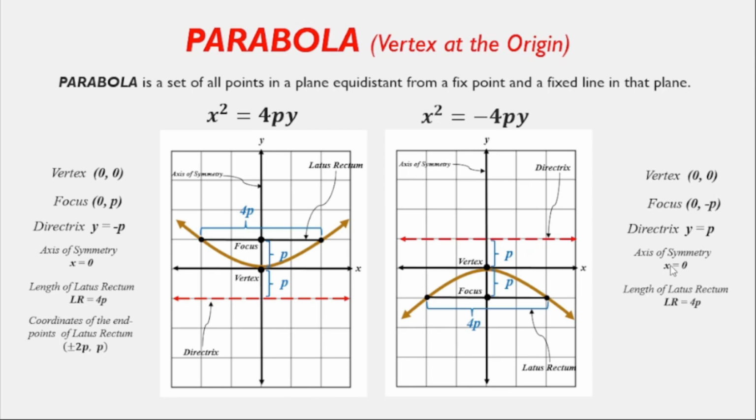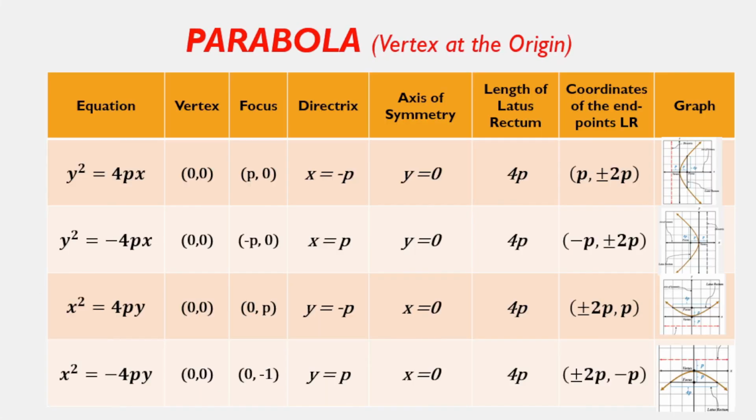The length of the latus rectum is 4 times the value of p. To identify the coordinates of the endpoints of the latus rectum, just look at the focus. Our focus here is (0, -p), so the abscissa is 0. Instead of writing the 0, replace it by positive negative 2p. Then we can say that the coordinates of the endpoints of the latus rectum are (±2p, -p). Thus, here is the table for the standard equation of parabola where the vertex is located at the point of origin.